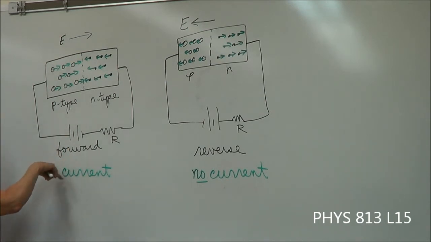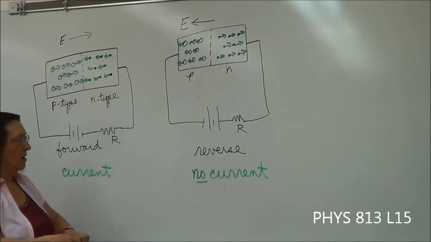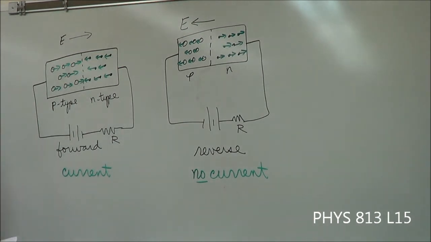So in the forward bias arrangement, you will get a current. In the reverse bias, you will get no current. So that's the idea of how a diode works. Now, there's several different kinds of diodes. One is what's called a standard junction diode.